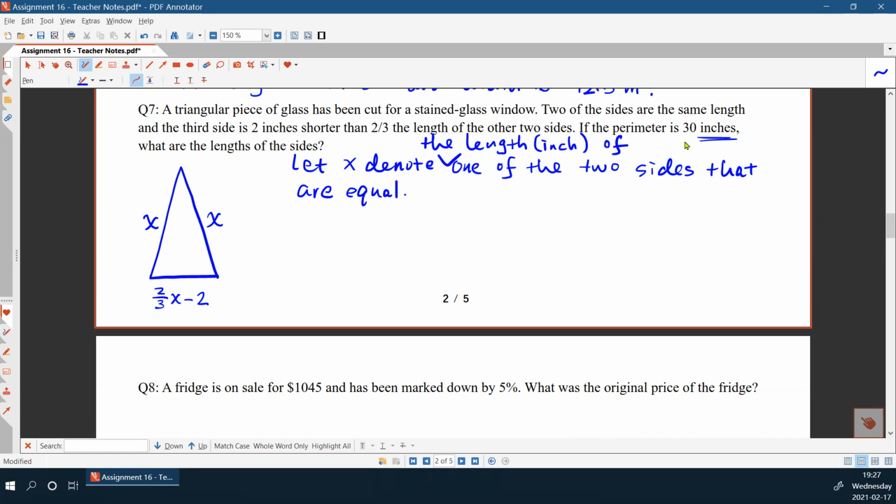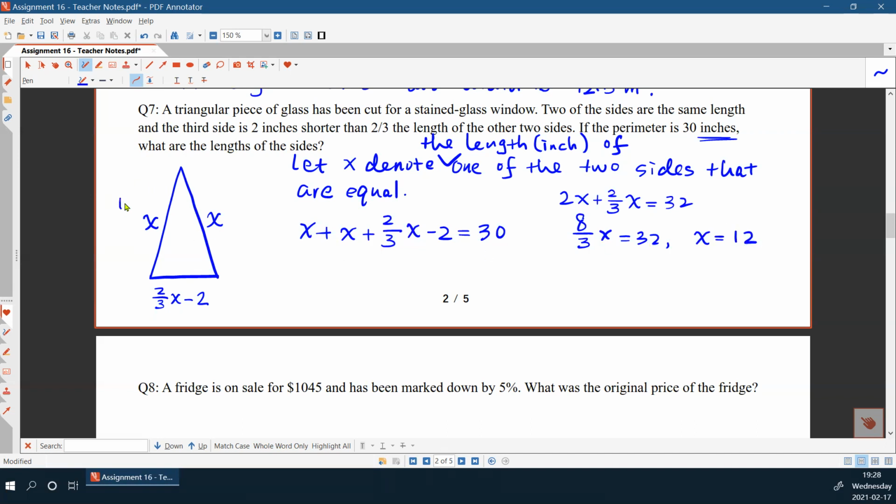Here we know that the perimeter is 30 inches. So that means X plus X plus 2/3 of X minus 2 is 30 inches, right? So this gives us 2X plus 2/3 of X equals 32. So this means 8 times 1/3 times X is 32. And this gives us X is 12, right?